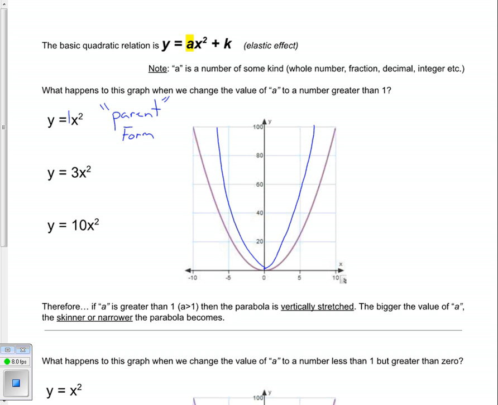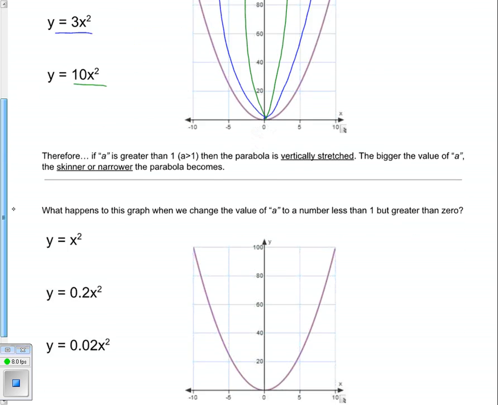Okay? And if we take a look at y is equal to 10x squared, then what ends up happening is that this parabola becomes even steeper. Okay? And so the larger the number of the a value, the bigger or the greater than 1 that value is, the more stretched and taller the parabola becomes. So therefore, if the a value is greater than 1, okay, the parabola is what we call vertically stretched. So the bigger the a value, the skinnier or the narrower the parabola becomes.